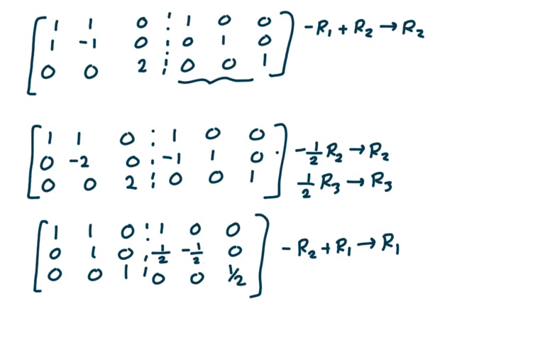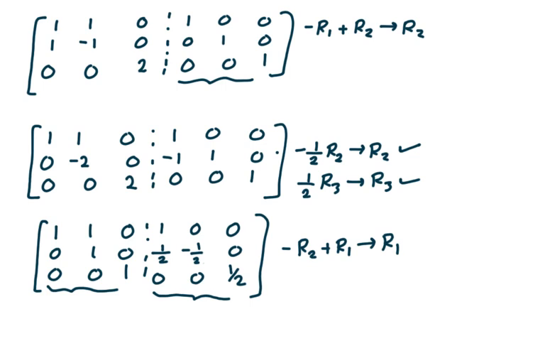Now, I'm going to take negative 1/2 row 2, put the result back into row 2, and I'm going to take 1/2 row 3, put the result back into row 3. Now, when I do that, this is what I get down below. On the left side, I get 1, 1, 0, 0, 1, 0, 0, 0, 1. On the right side, I get 1, 0, 0, 1/2, negative 1/2, 0, 0, 0, 1/2.